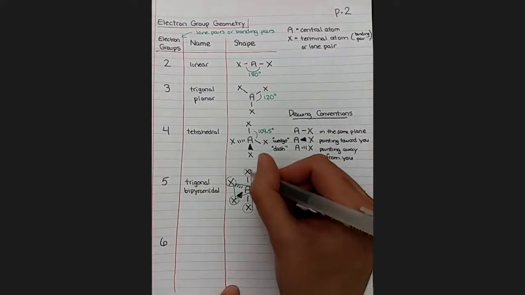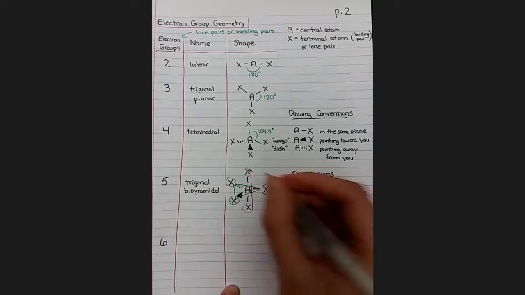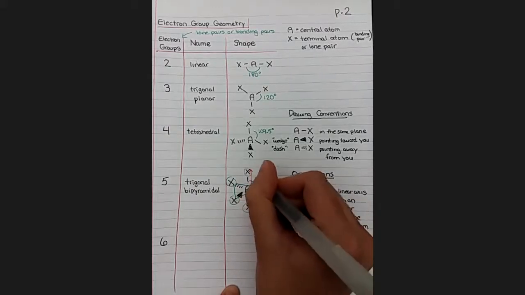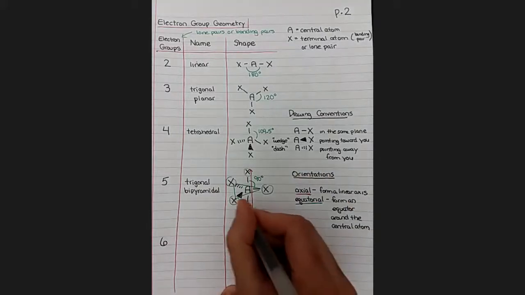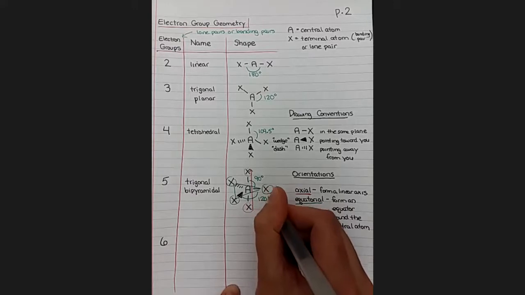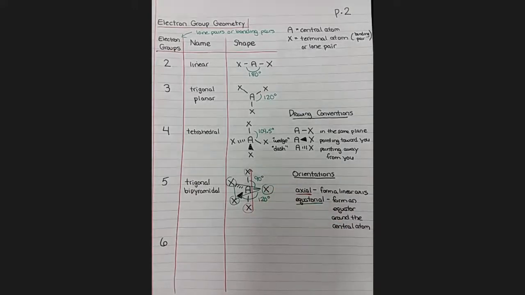And there are a couple of different angles in this one. The angle between the axial atoms and the equatorial atoms is always going to be a 90-degree angle. And the angle between any two of the equatorial atoms is going to be 120 degrees. So these atoms in the equator are more spaced out from each other.